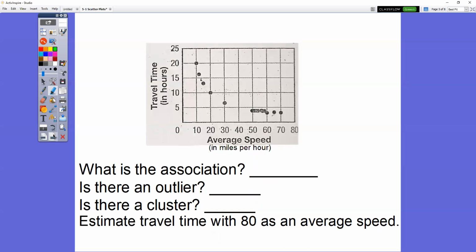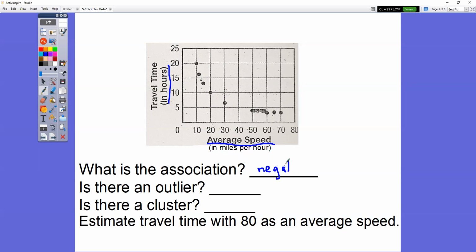Take a look at this next one. In this next one, we are taking a look at the average speed and the time traveled in hours. So the association, is this positive, negative, no, or nonlinear? Well, when you take a look at this one, we're looking for the general trend of the data. Now, notice that our data is only going down. Since our data is only going down, this would be negative.